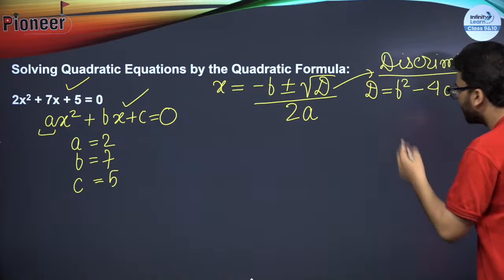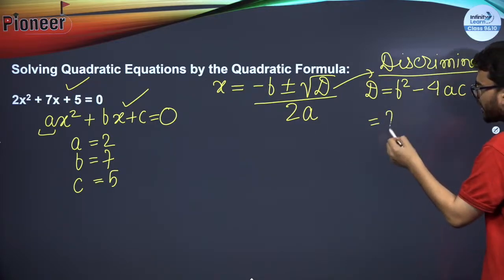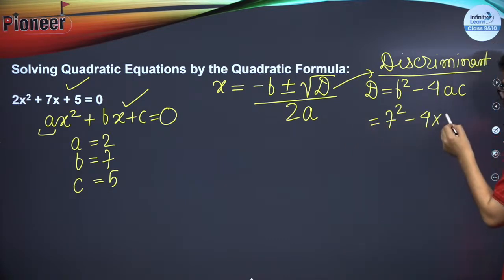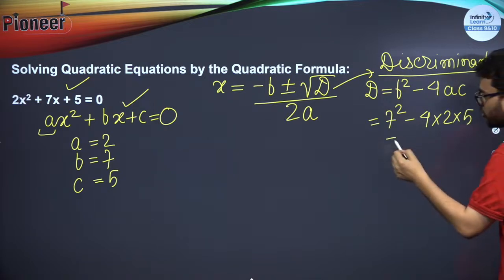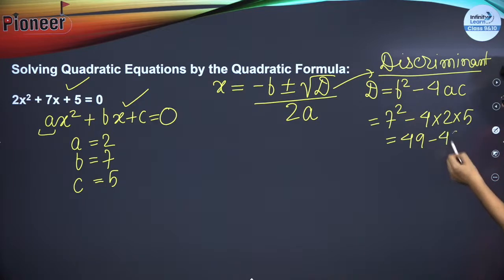Now what is the value of the discriminant, guys? It is b square minus 4ac. b is 7 over here, right? So 7 square minus 4. A is what? A is 2, and c over here is 5. So that will come out to be equal to 49 minus 4 2s are 8, 5s are 40. So that is equal to 9 over here, right?